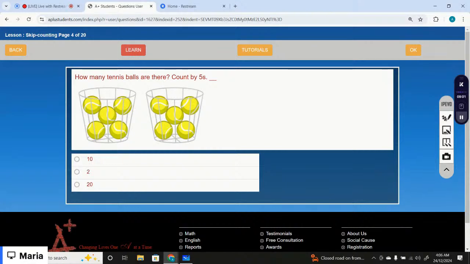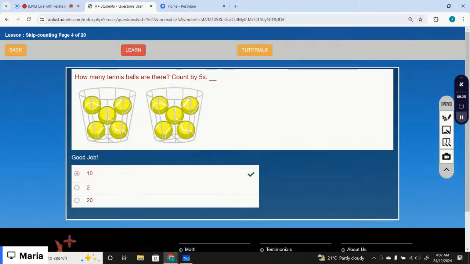How many tennis balls are there? Which is the correct option? That is 10. Option number one is the correct option. Very good.